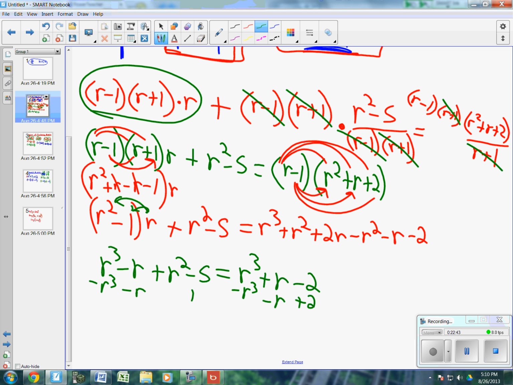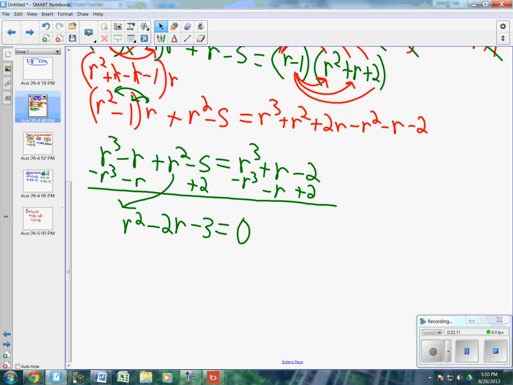The reason I do this is because after I add up the r cubes, they're going to add up to 0. And I'm going to put this term right down here first. That's my r squared term. I'm going to put it in descending order. So r squared, and then negative r and negative r make negative 2r. And negative 5 plus 2 is negative 3. And then on my right side, I have equals 0. And I have a pretty simple quadratic equation.